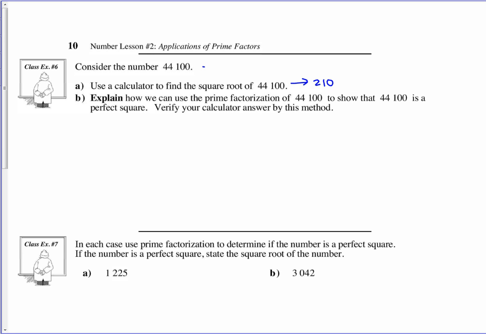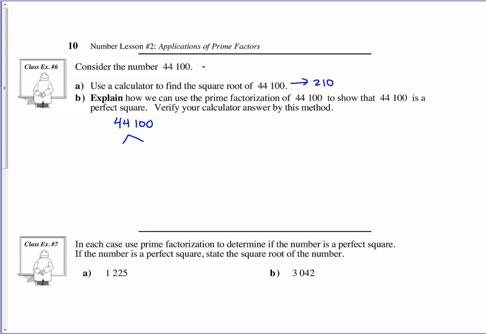So let's use prime factorization to prove that 210 is right. This is a nice large number. Now you're welcome to use the tree. I always use the chart. I feel like I'm kind of biased. I'll use the tree this time.